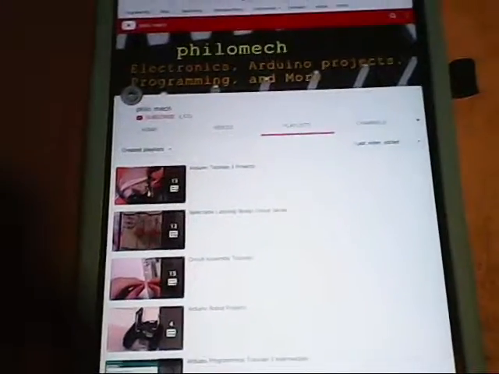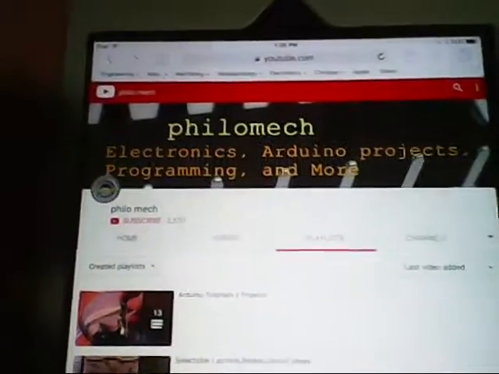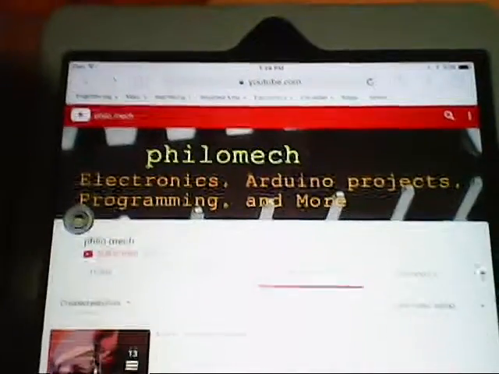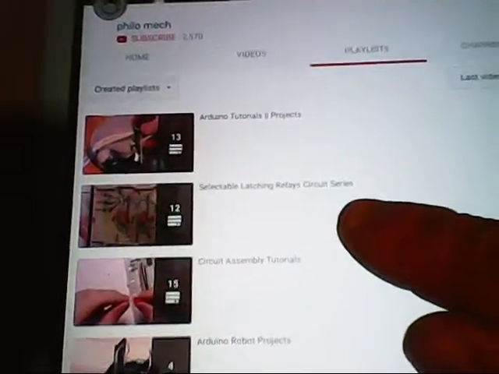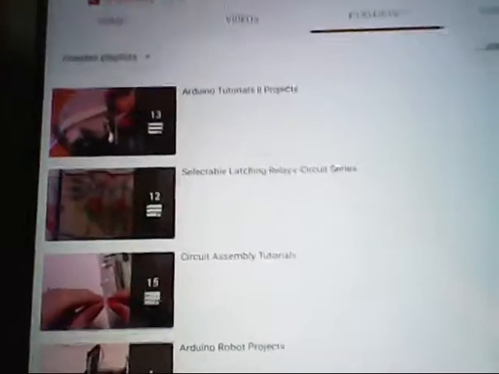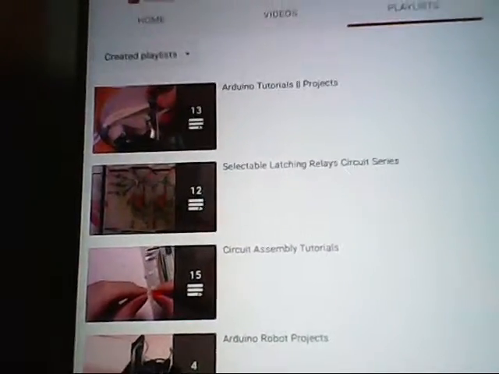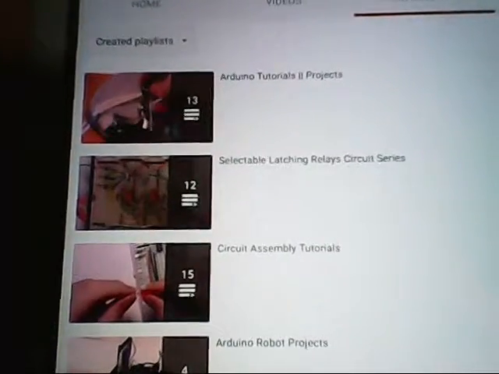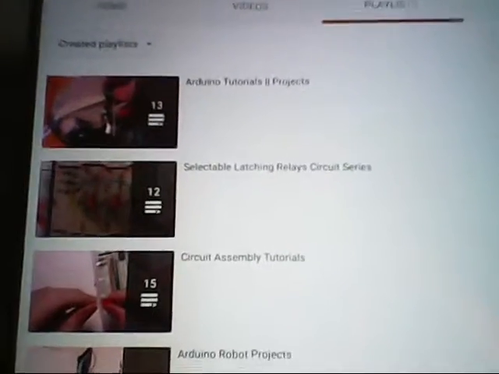Okay, I'm going to do another transistor design circuit project here, and I found a YouTube channel called philomech, and he did a really nice series in a playlist here. It's called Selectable Latching Relay Circuit Series, and he did a very nice job in explaining and designing right from scratch using the design process, everything, how to design a selectable latching relay circuit, and that's using manual switching relays and transistors instead of microcontrollers.